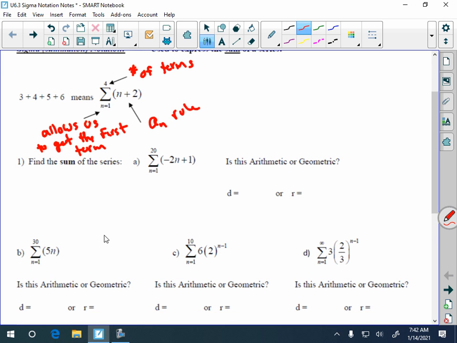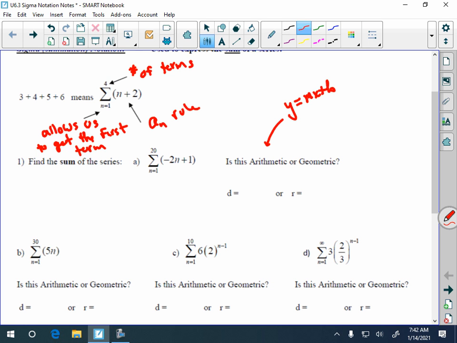All right, so let's see how we can use that, and we'll find the sum. All right, so number 1 says find the sum of the series. So they give us the notation there. And the first thing we want to do is identify, is this an arithmetic rule, AN rule, or is it a geometric rule? So the way that you can tell if it's arithmetic, it has to be in the form of y equals mx plus b. Okay, it has to be in the form of y equals mx plus b. And if it's geometric, it has to have that exponent. Okay, the variable has to be up in the exponent.